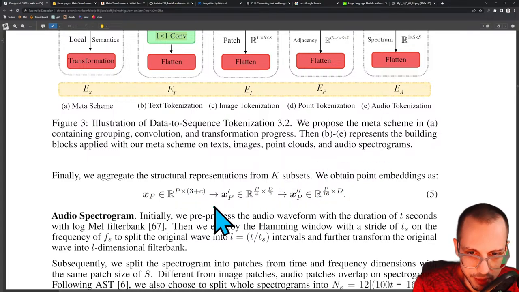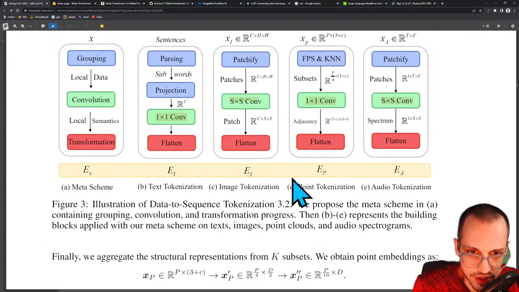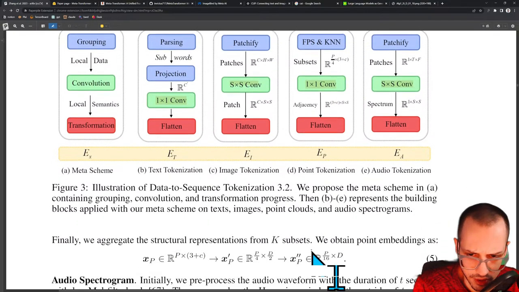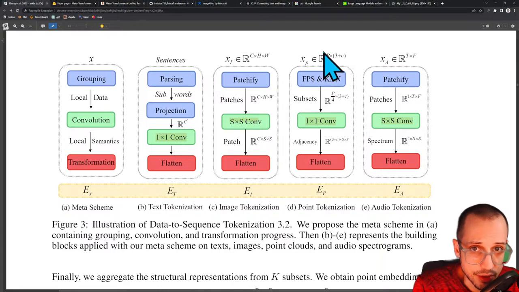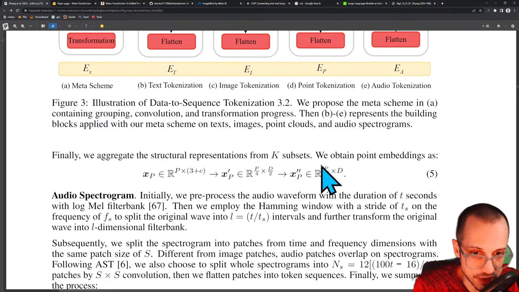"We aggregate the structural representations from K subsets. We then obtain point embeddings as this." So this is the process they're going through with the point clouds. They're basically just progressively filtering it. You can see how here the dimensionality is P, right? So this is the point cloud, every point cloud comes from all real numbers in P. And then here you see how they're dividing P over 4. So now this is smaller, lower dimensional, and then it becomes even smaller, P over 16.